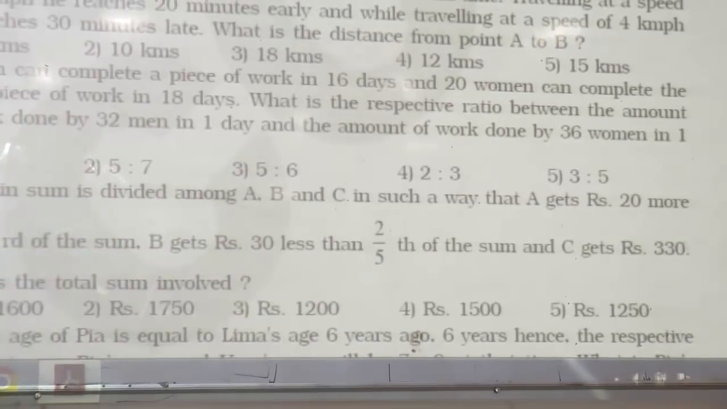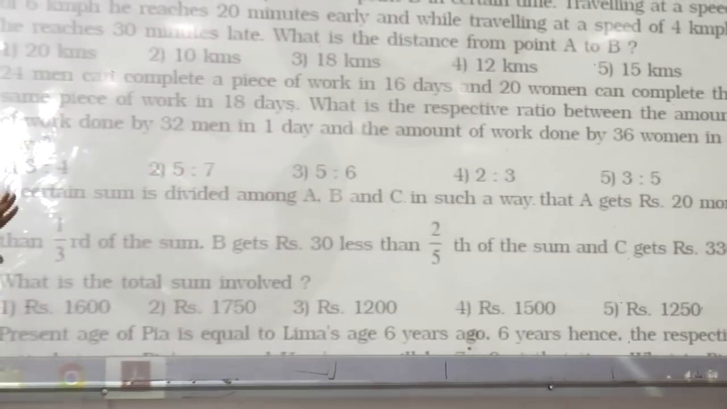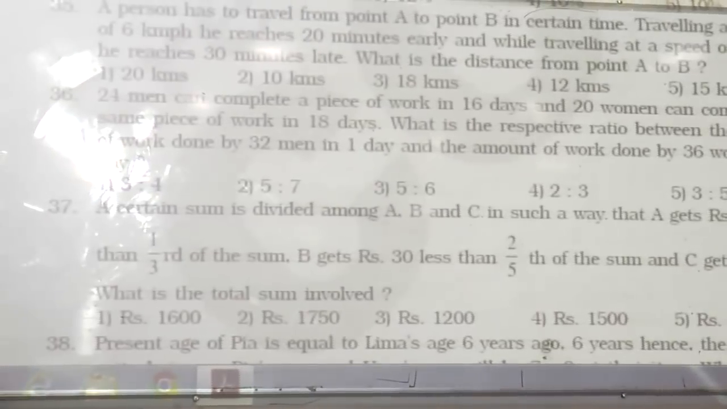Let me take 1200. I'll start with 1200 and verify it. If so, that is my answer. Else I'll go for 1500 as my final answer without verification. Right, let's start with 1200.